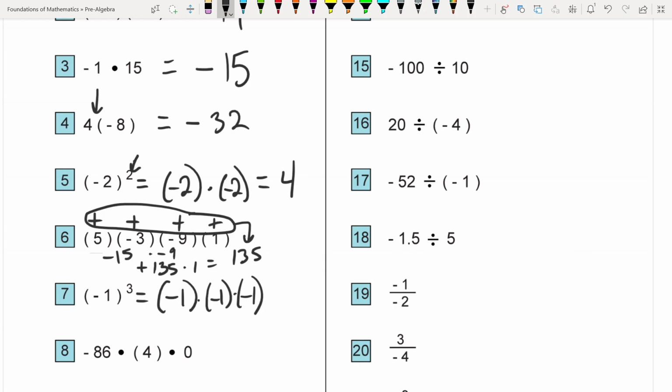Negative 1 cubed is negative 1 times negative 1, which is positive 1. And positive 1 times negative 1 is negative 1. You see here we have, let me do it in red here, a negative times a negative times a negative. 2 negatives cancel, but we're still left with a single negative, and that's going to end up being in the answer.